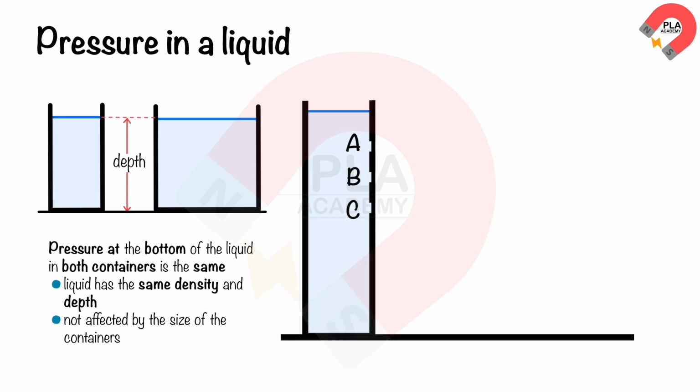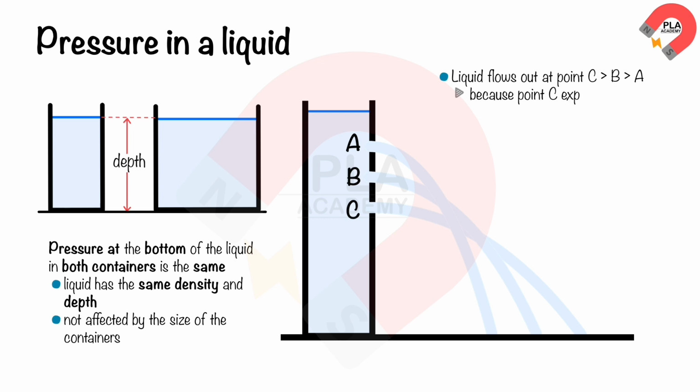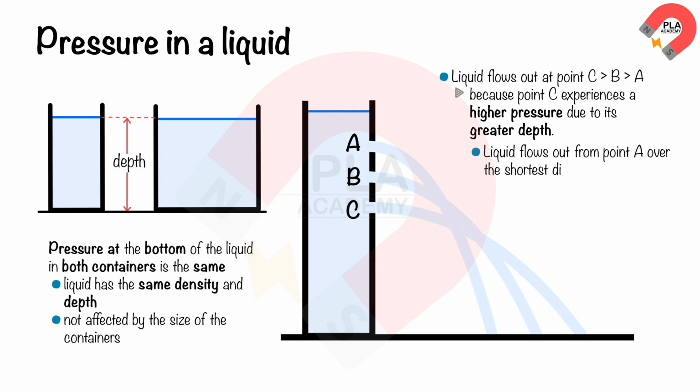The container has three holes labeled A, B, and C, which cause the liquid to flow out of the container. The liquid flows out of the container at point C further than B and A because point C experiences a higher pressure due to its greater depth. Conversely, the liquid flows out from point A over the shortest distance because point A is shallower and has the lowest pressure.